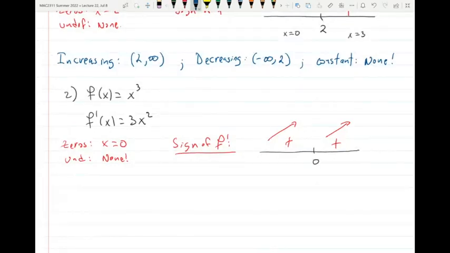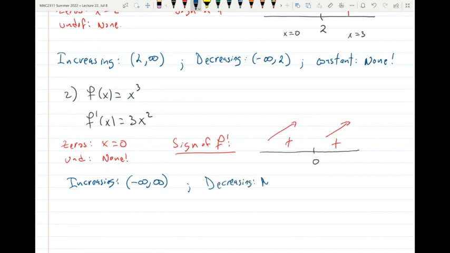So increasing: negative infinity to positive infinity, and then decreasing: none. Constant: non-constant. Again, we expected this, we knew this already.